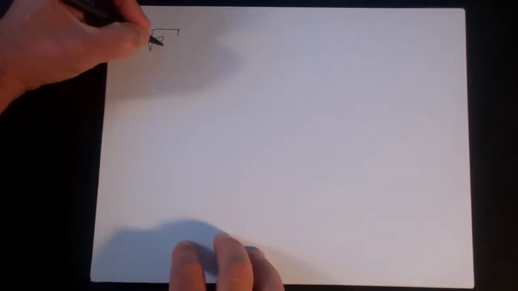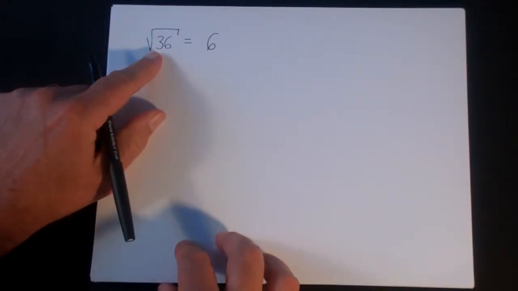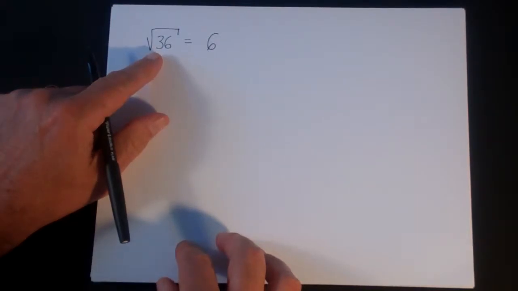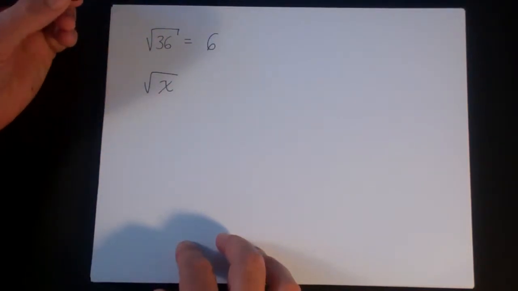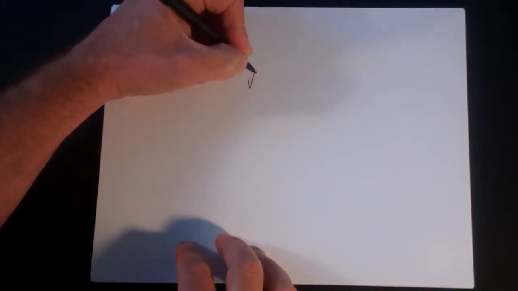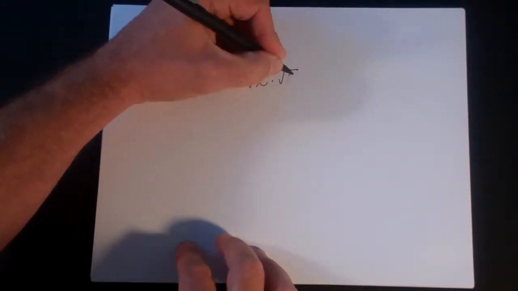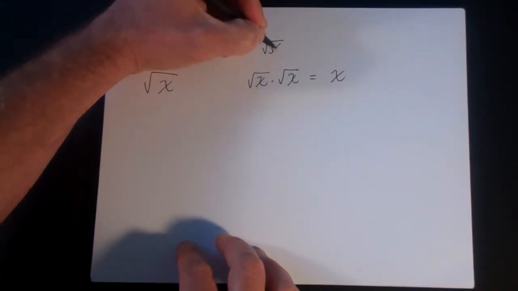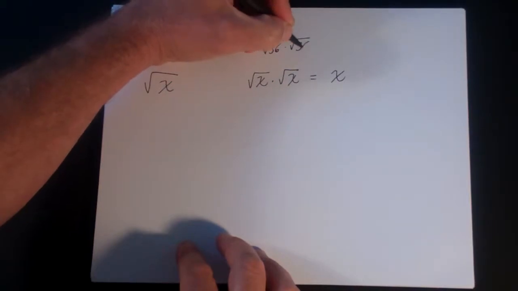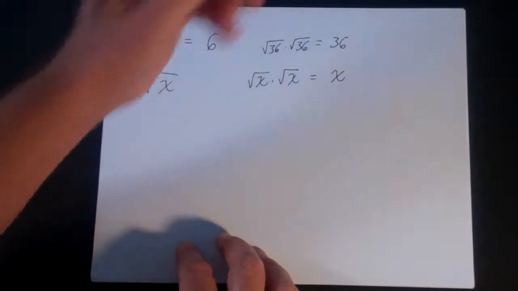So first, let's review what a square root is real quickly, in a real informal manner. We say that the square root of 36 is 6, and the reason we say that is because the square root of 36 is a number which times itself will give you 36. So more generally, the square root of x is defined such that the square root of x times the square root of x will equal x, in the same way that the square root of 36 times the square root of 36 is equal to 36.